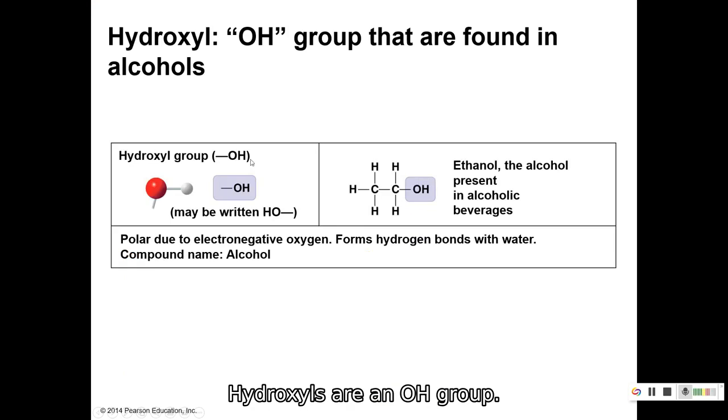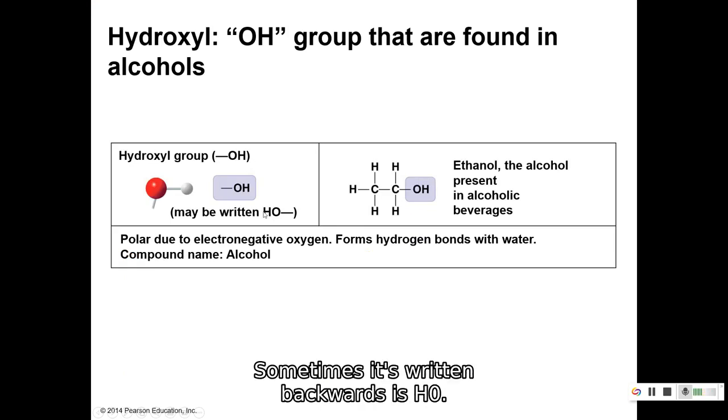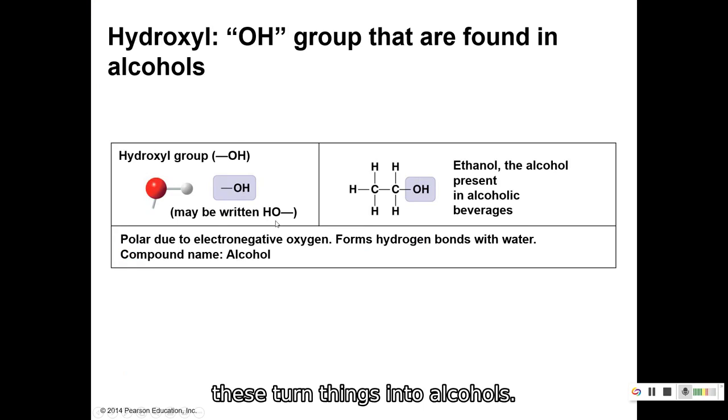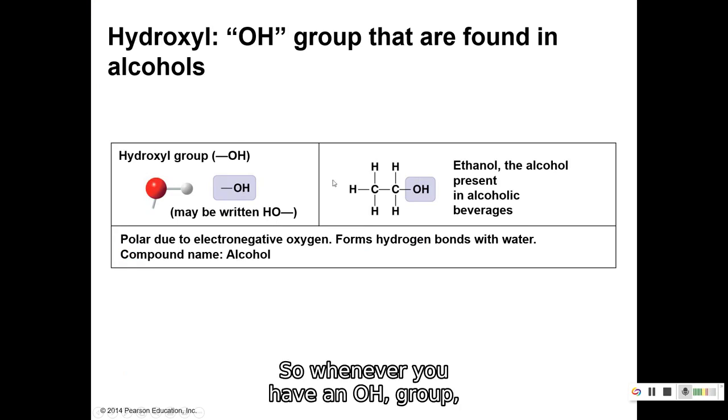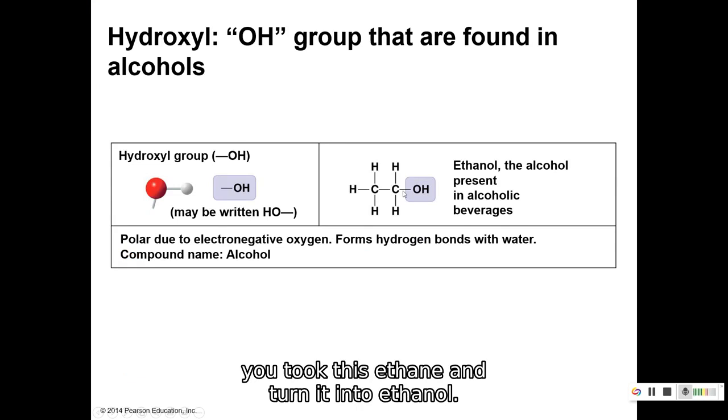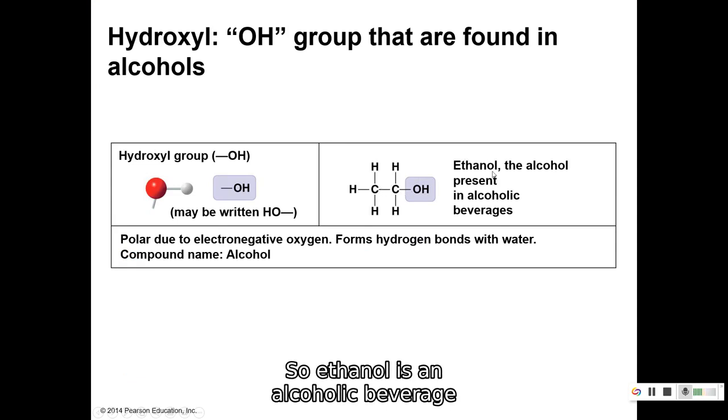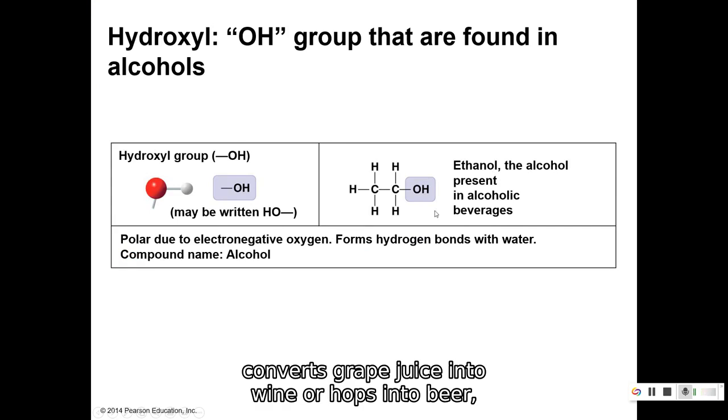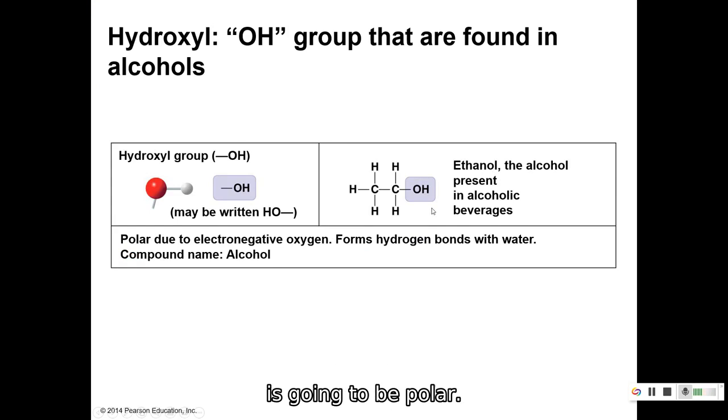Hydroxyls are an OH group. Sometimes it's written backwards as HO if you're dealing with the isomer of something. And these turn things into alcohols. So whenever you have an OH group, you have just made an alcohol. Here you took this ethane and turned it into ethanol. Ethanol is an alcohol present in alcoholic beverages. This is what converts grape juice into wine or hops into beer.